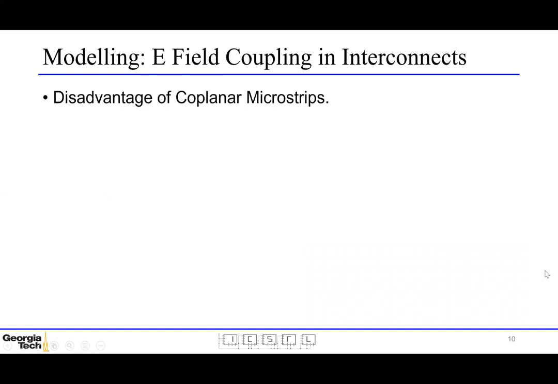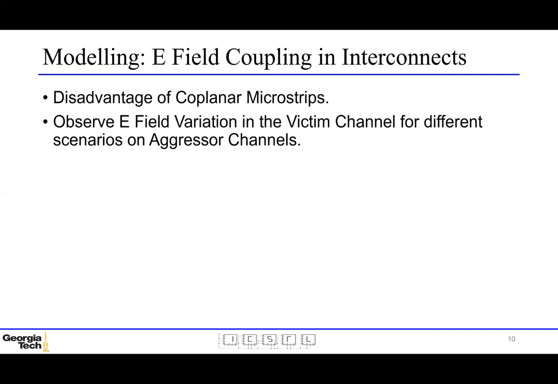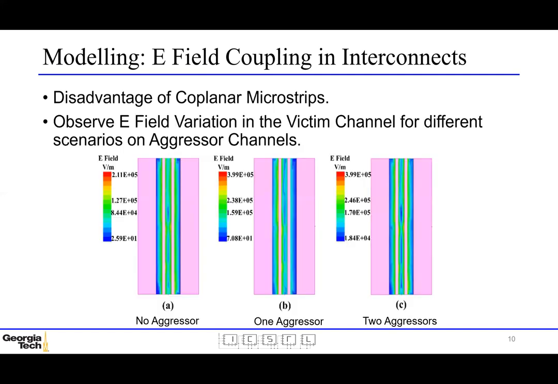The main disadvantage of coplanar microstrip lines is that they have higher radiation due to lower isolation and hence more crosstalk. The effect of coupling can be distinguished by looking at the E fields on the victim channel in the three cases of no aggressor, one aggressor, and two aggressors active. The magnitude of the E field at the receiver decreases across the three cases, indicating that crosstalk is a major issue in fine pitch interconnects.